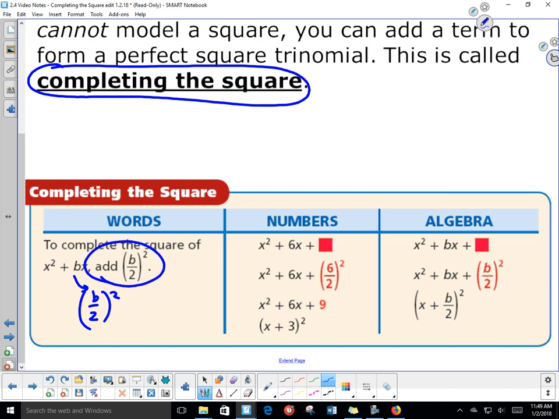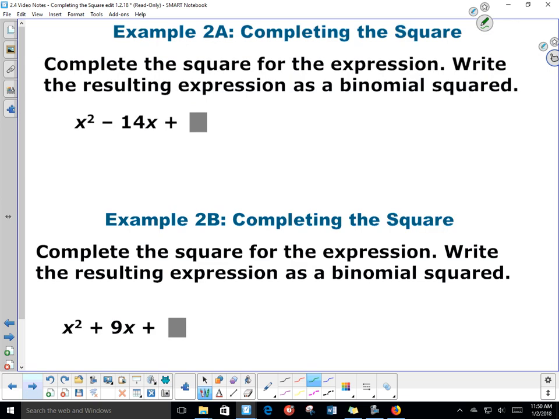So let's take a look at this example here. We've got x squared plus 6x. What would we need to add to make a perfect square trinomial? We'll take half of 6 is 3, that's 6 over 2, and then square that, and that's 9. So that's why we want to add 9. X squared plus 6x plus 9 is one of those PSTs, perfect square trinomial, which can be rewritten as a binomial squared.